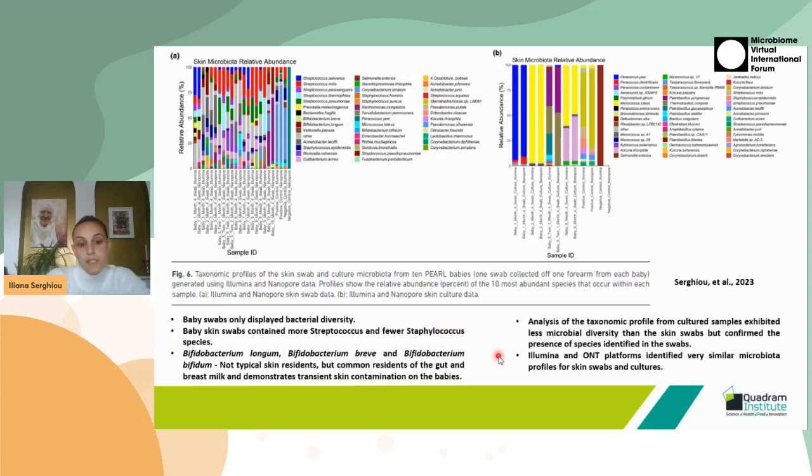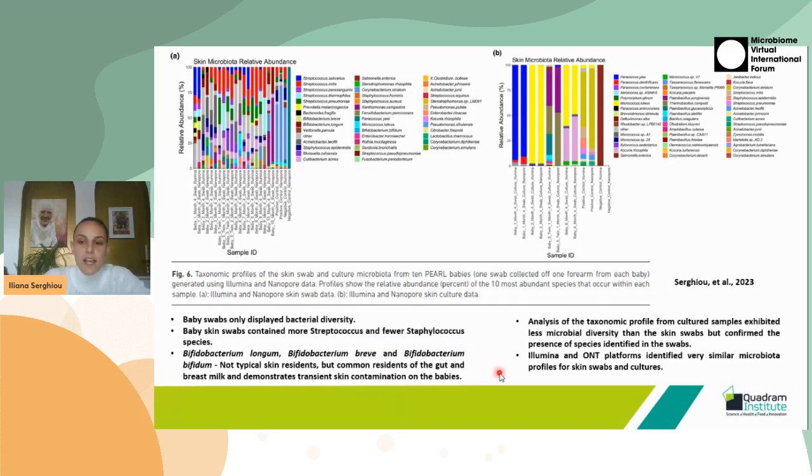Baby skin swabs contained more Streptococcus and fewer Staphylococcus species when compared to the adult swabs. Babies also presented with Bifidobacterium longum, breve, and bifidum. These aren't usually found on the skin, so they're not typical residents, but they are common residents of the gut and breast milk. So this likely demonstrates transient skin contamination on the babies. This is nicely demonstrating those early life factors that I briefly mentioned earlier on coming into play.